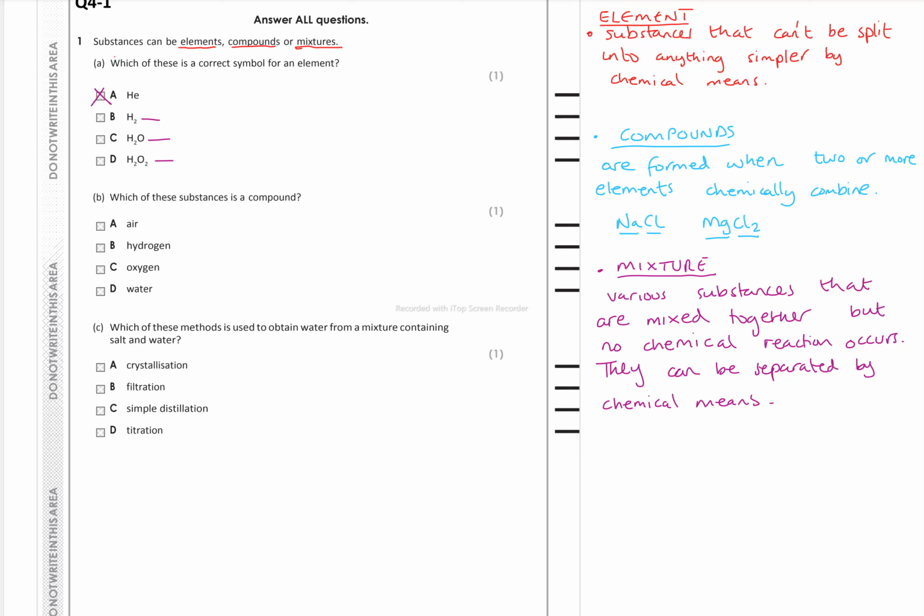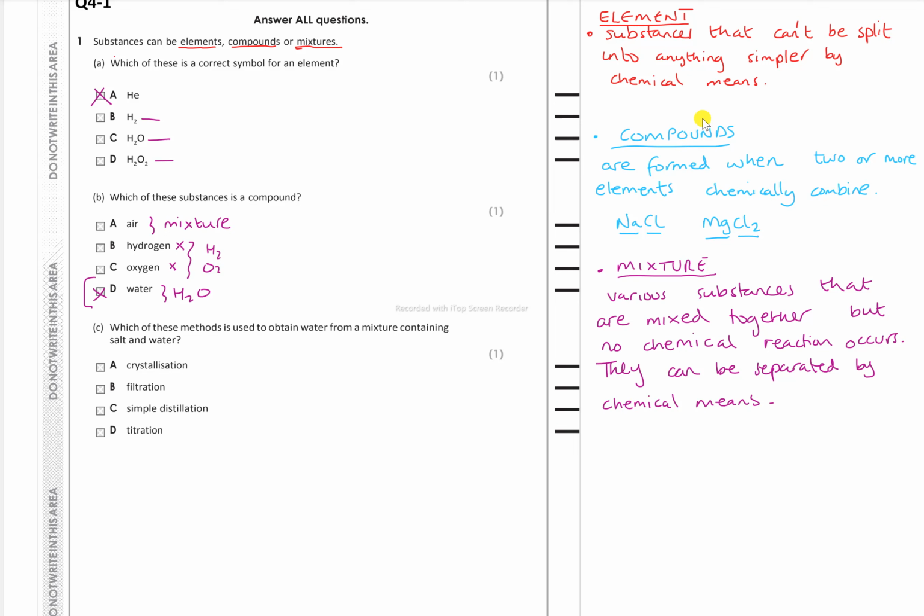Which of these substances is a compound? Hydrogen's an element. Oxygen is a molecule. These are elements in molecular form, so that'll be H2 and O2. And water is H2O. And air, you can class it as a mixture. So the only one here that is a compound and not a pure element is water.